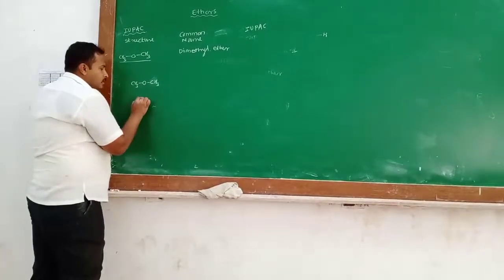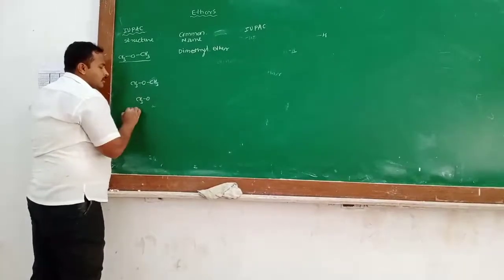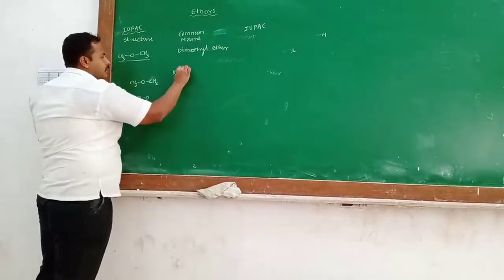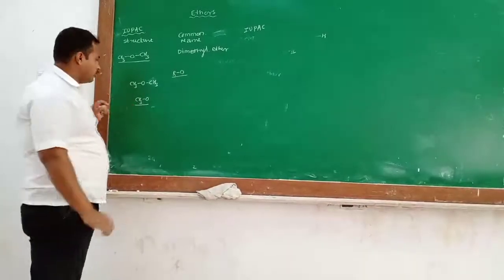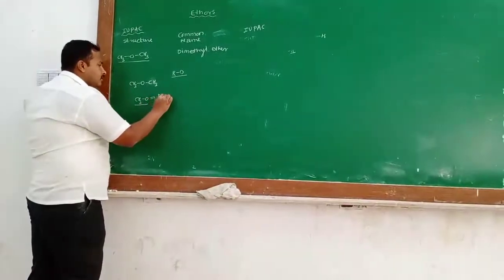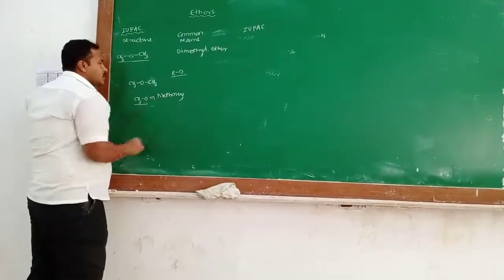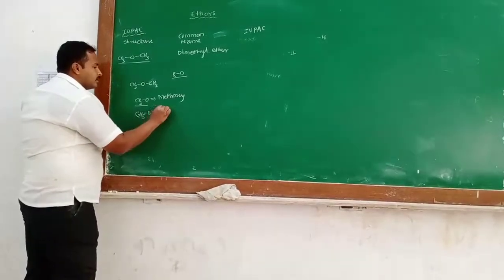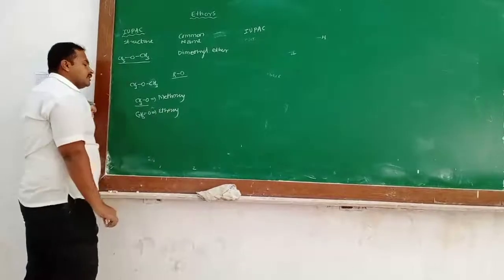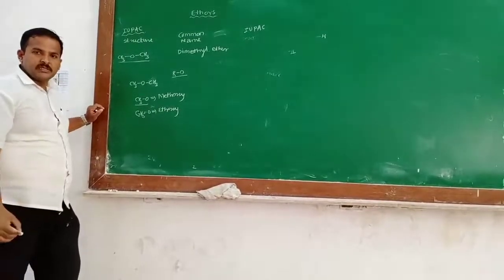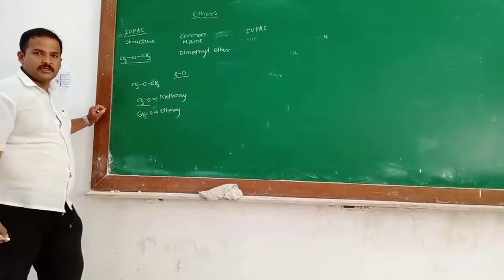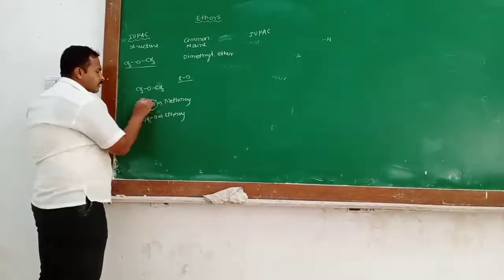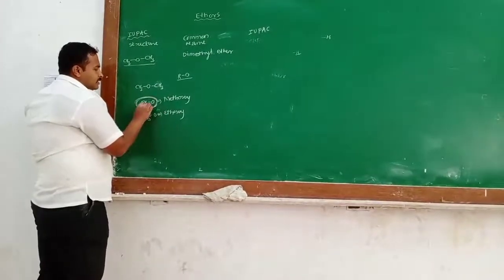You know that the CH3O group is called the alkoxy group. R is equal to alkyl, therefore RO is nothing but the alkoxy group. CH3O is methoxy. C2H5O is ethoxy. C3H7O is propoxy. C4H9O is butoxy. C5H11O is pentoxy. Keep in mind, this group is called alkoxy.